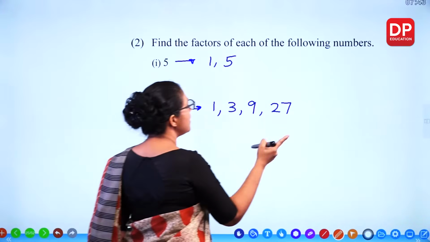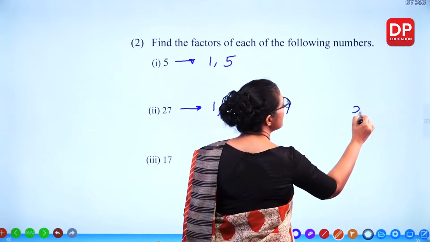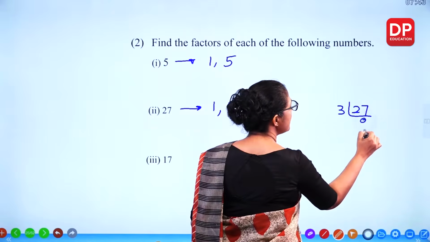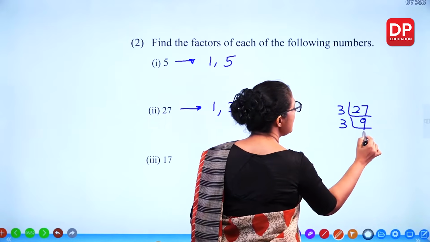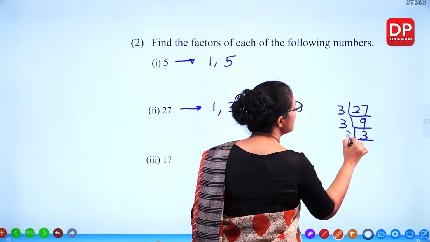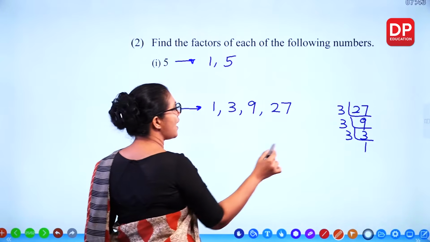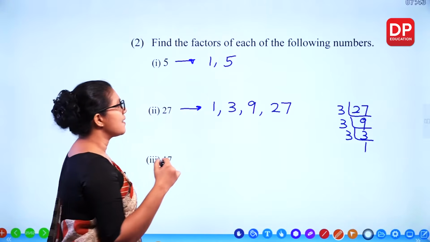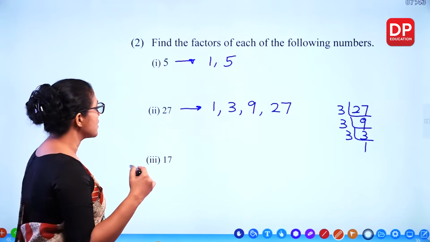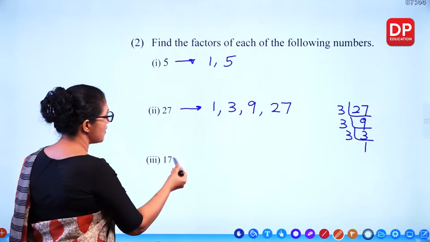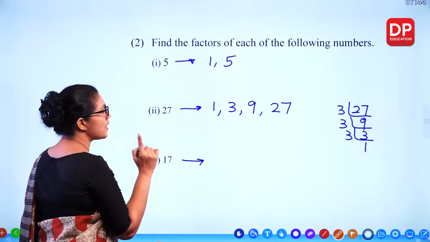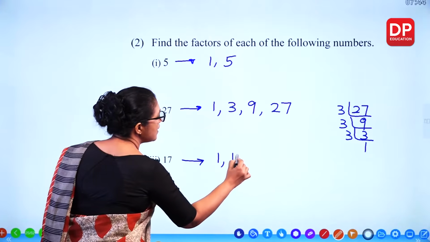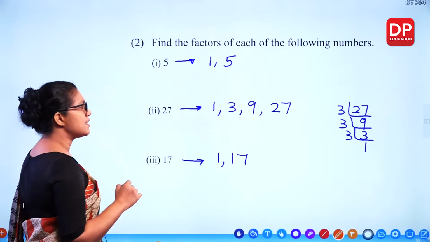So you can divide and see. 27 divided by 3, you get 9. Divide by 3, you get 3 here. So 3 with 9 and 9 with 3 and 27. So those are the factors of 27. 17 is a prime number. So what are the factors of 17? 1 and the number itself, 17.